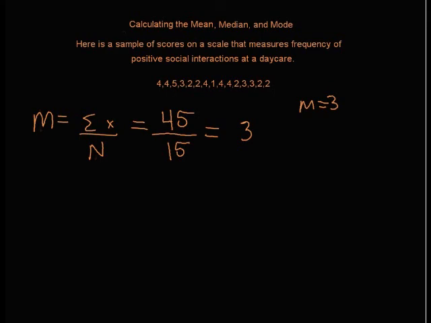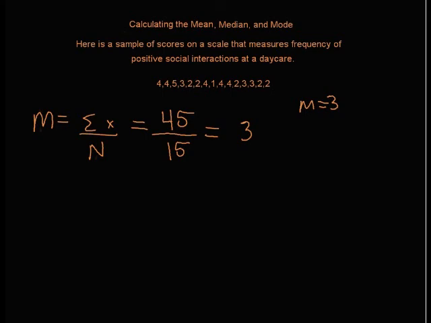What this really means is that for this particular group of 15 children on that given day, the average number of positive social interactions was 3. Now that's just one thing that we can determine from that group of scores. We can also determine the median and the mode.